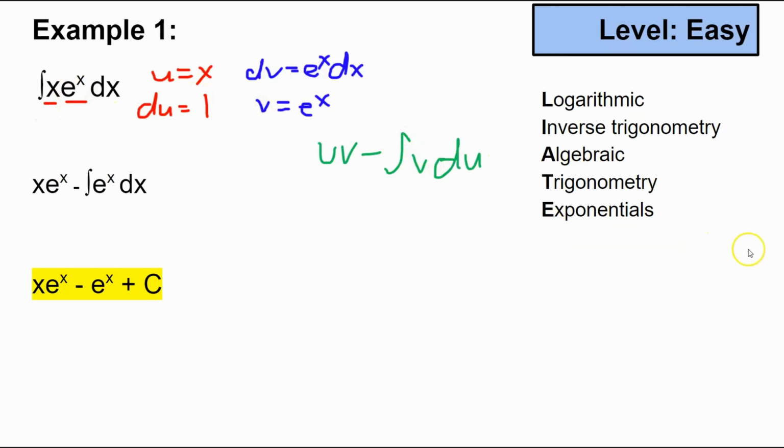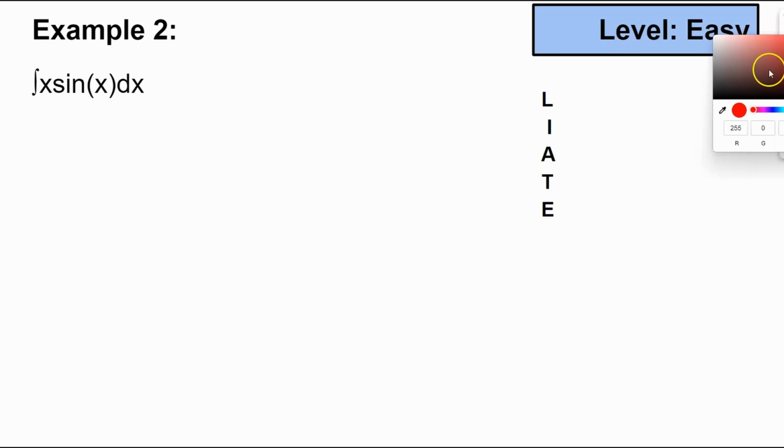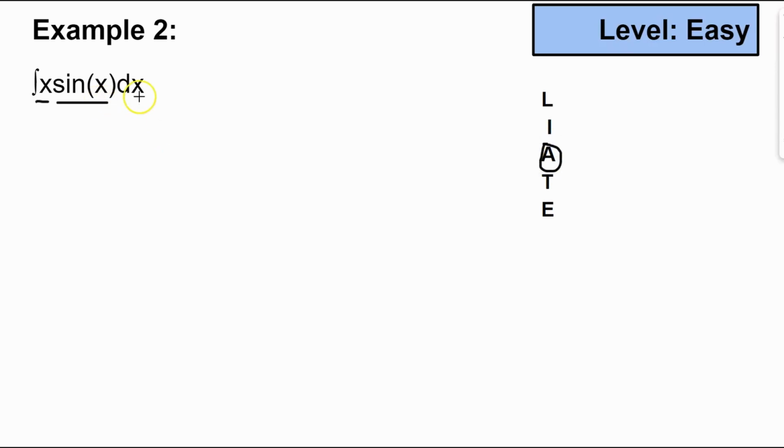Now let's look at our next example. x times sine of x dx. So again, let's pull up our LIATE chart. If you don't remember what each letter stands for, don't worry, I've got you. But anyway, let's look at our two functions. We have x and sine of x. x is an algebraic function, which is A. Sine of x is a trigonometry function, which is T.